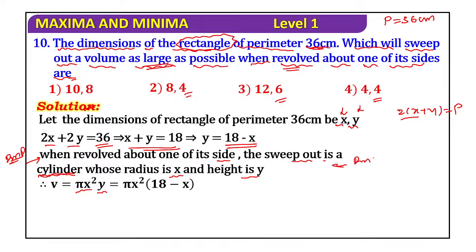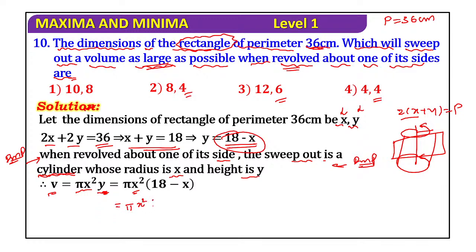This is going to be very, very important. Whenever the rectangle is revolved, it is going to form a cylinder with x as radius and y as the height. Okay. So now volume will be equal to pi x square y. X is radius, y is height. So y is 18 minus x. Here you can just see pi is a constant term, and you are going to get x square times (18 minus x). Clear? Okay.